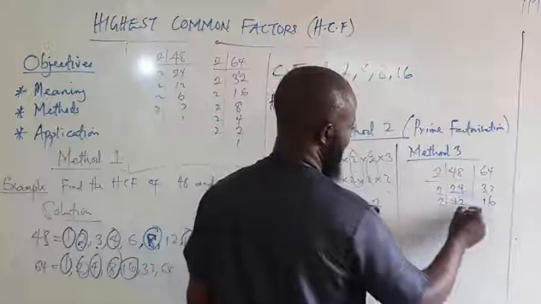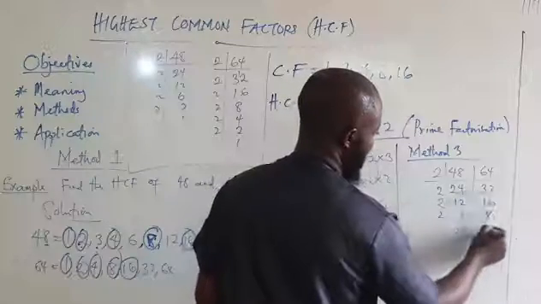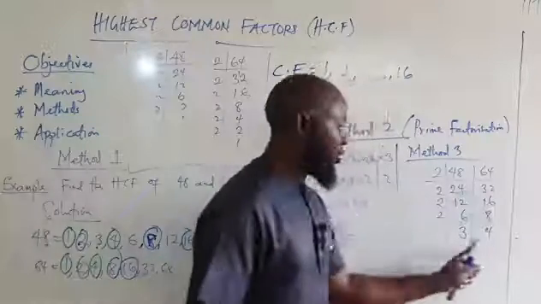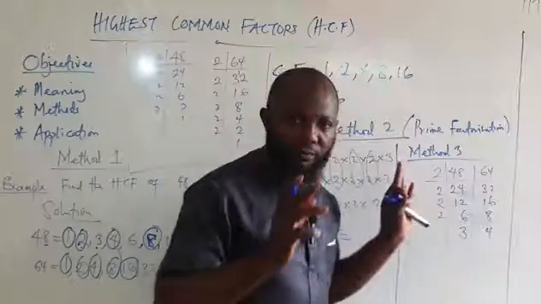That is 12 and 16. 2 can still go: 6 and 8. 2 can still go. This gives 3, this gives 4. There's no number that can go into 3 and 4 at the same time. So in this case, we stop. That is the end of it.